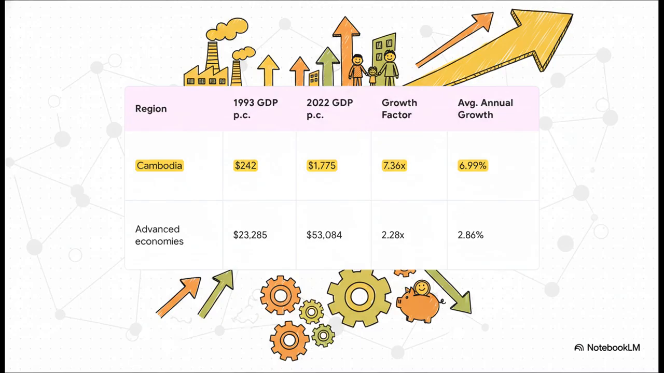Between 1993 and 2022, its economy per person didn't just grow, it went supernova. It multiplied by more than 7 times. That's an average growth rate of almost 7% every single year for nearly 3 decades. Now, this isn't just a number on a chart. We're talking about a massive, life-changing shift for millions and millions of people.